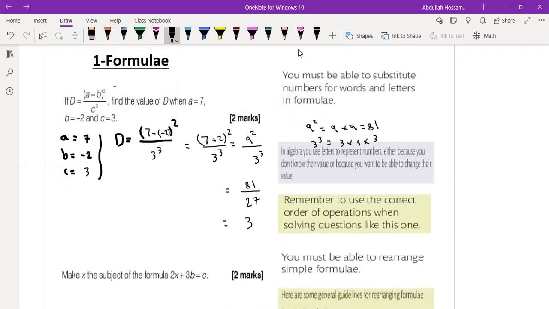So this question comes in the exam. Yes, he just gives you a formula, any formula, and then he asks you to find the value of the subject of the formula, because we call d the subject of the formula. Any questions here, guys, related to this question? You got it? Okay.